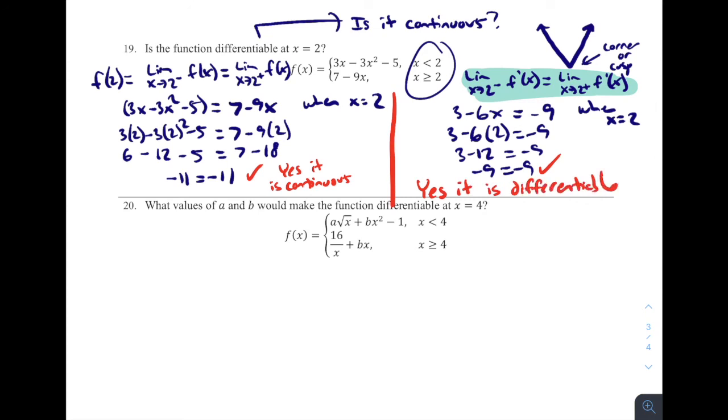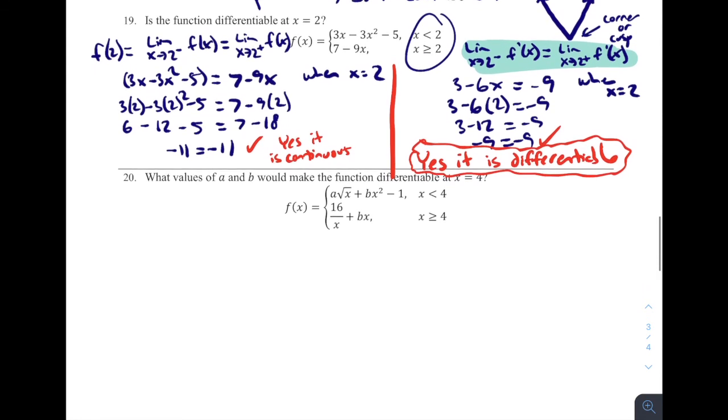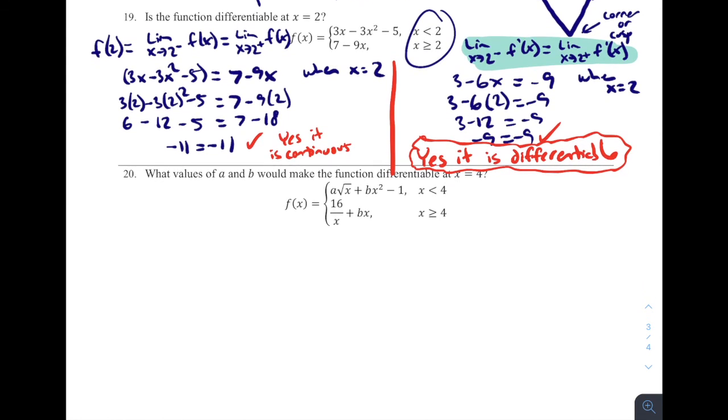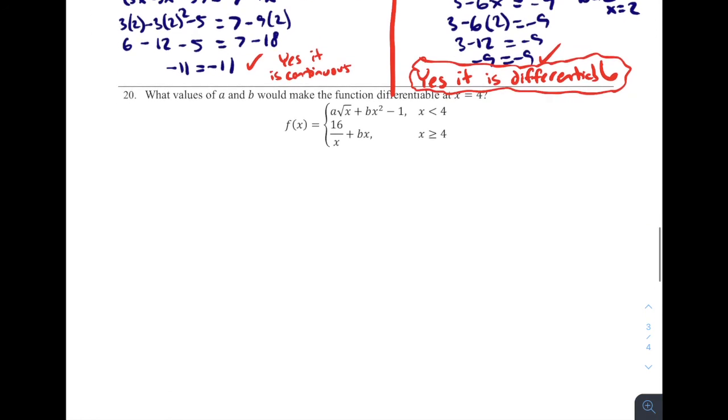So again, for these piecewise functions, I would first check to see if it's continuous, and then I would check to see then is it differentiable by looking at the derivatives for this. Last one for number 20, the question is what values of a and b would make the function differentiable at x is equal to 4?